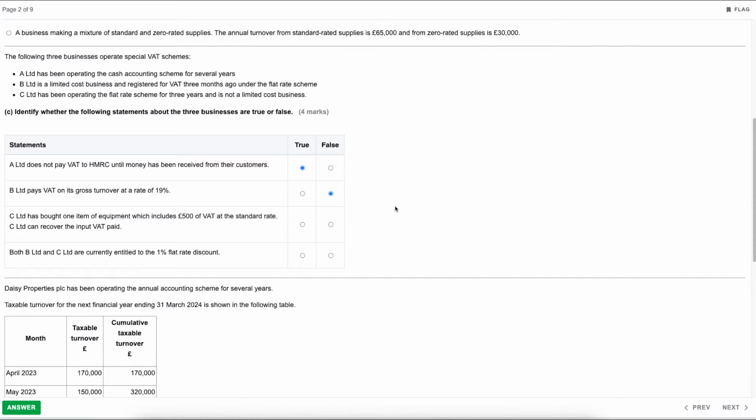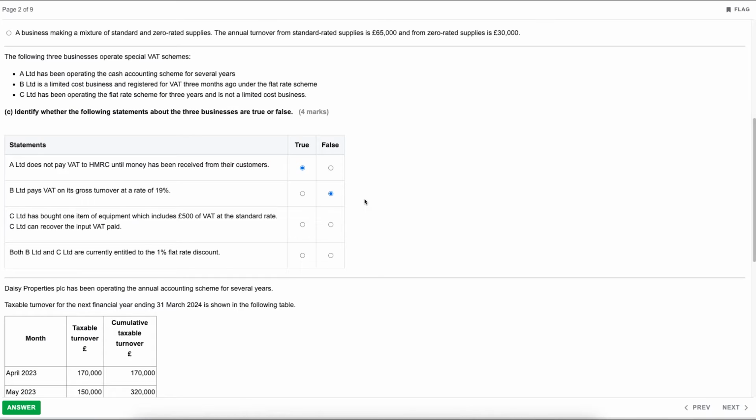The third one, C Limited, has bought one item of equipment, which includes £500 of VAT at the standard rate. C Limited can recover the input VAT paid. So it states that C Limited up here has been operating the flat rate scheme for 3 years and is not a limited cost business. Now, there are certain rules which state that although usually on the flat rate scheme you cannot claim input tax back on your purchases, that does not apply to some assets. If that asset is more than £2,000, including VAT, then we can claim the input tax back on that asset.